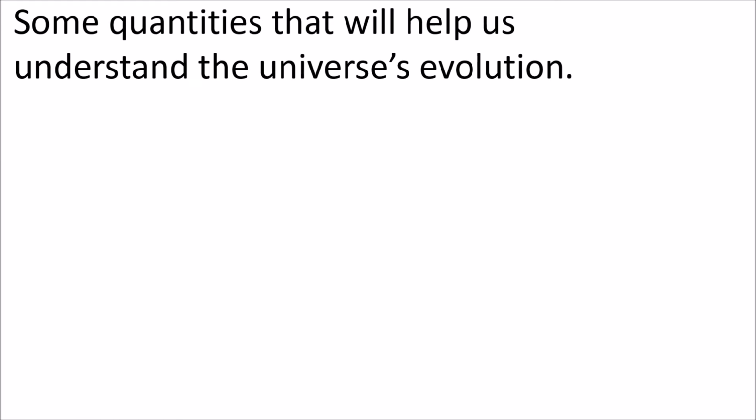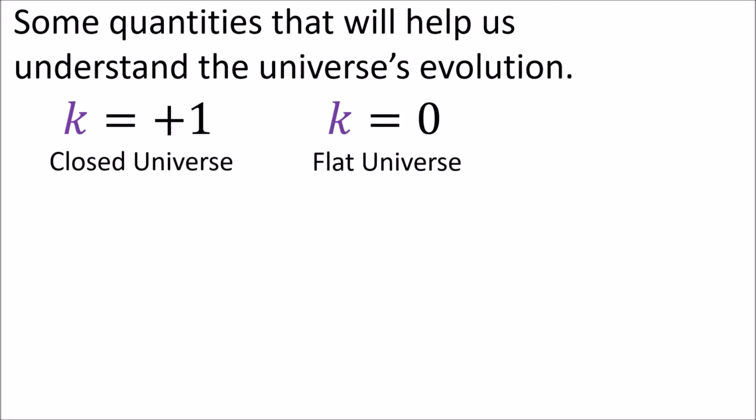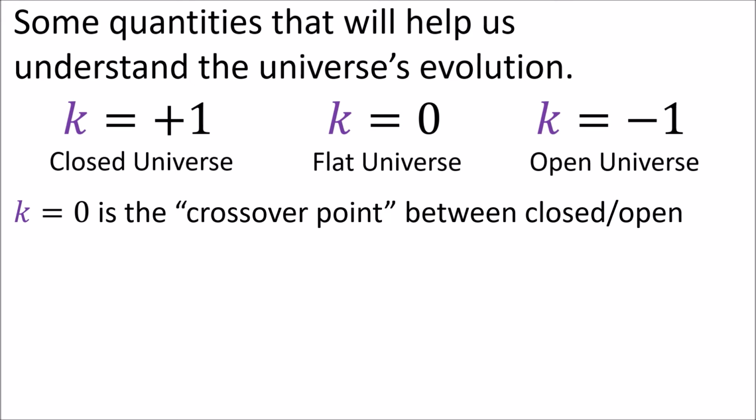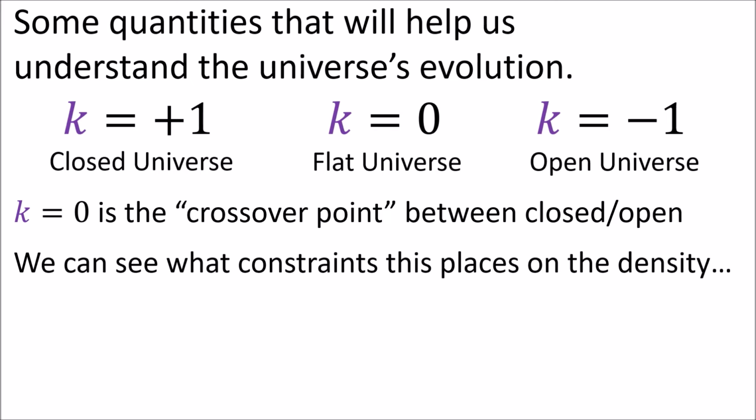Now, before we continue talking about more possible universes, I'm going to introduce some definitions and quantities that will help us understand the universe's evolution. So we already know that k equals +1 for a closed universe, k equals 0 for a flat universe, and k equals -1 for an open universe. Here, k equals 0 is the crossover point between closed and open universes. We can see what constraints this crossover point places on the universe's density.